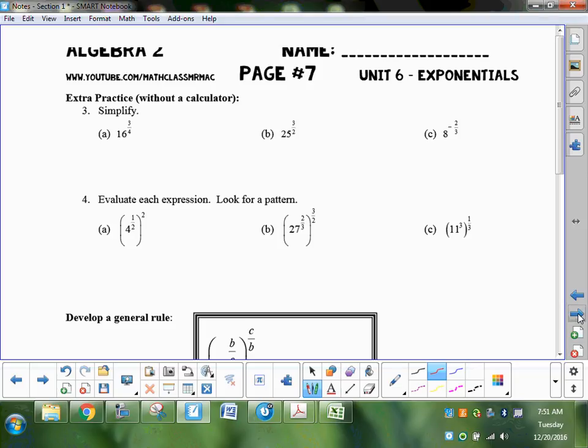Let's take a look at question number 4. We've got to evaluate these without a calculator. Looking at what I have, if I have a power to a power, which is what's indicated here, it's possible to simplify it. Hands up, please, if you can tell me what needs to get done in order to simplify this. Well, what's 2 times a half going to be? 1. So this is the same as 4 to the first power, which would give you 4.